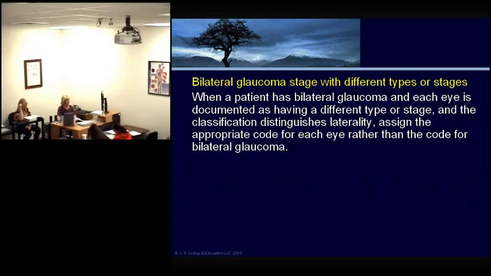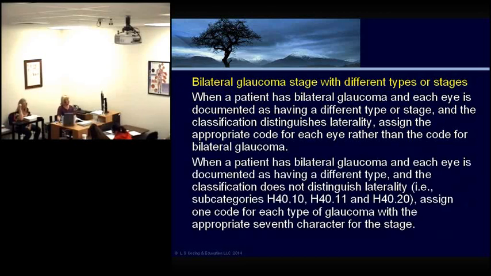Okay, so we're good there, right? When a patient has bilateral glaucoma and each eye is documented as having a different type and this classification does not distinguish laterality, assign one code for each type of glaucoma with the appropriate seventh character for the stage. So don't code glaucoma without looking at this, because if they're both the same and you try to code a right and a left, you're going to be in trouble.